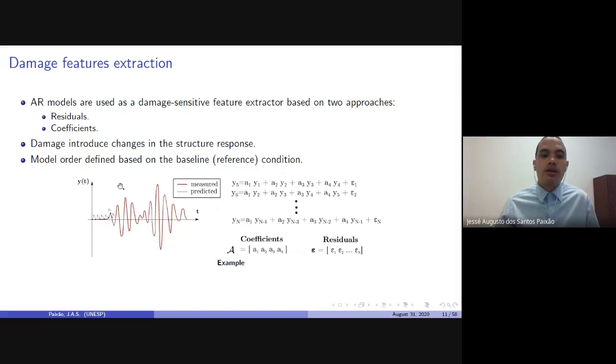In this case, the model order is defined based on the structure in the baseline, or healthy, or reference condition. Here we have an example: a signal acquired from the Lamb wave propagation, and we are supposed to identify a model with model order 4. Then we have a coefficient vector with 4 coefficients and a vector of residual errors. If you identify a new signal under a different condition, for example with damage that will change this signal, this change will be reflected in the coefficient vector and also in the residuals. The problem here is how to detect this change.